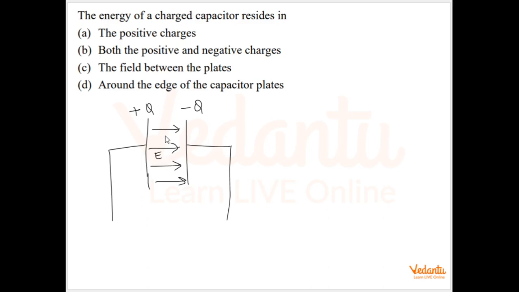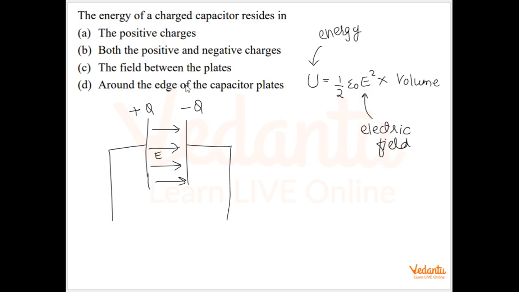The energy stored in this region is given by the formula half into epsilon naught into E square into volume. Here, volume is supposed to be of the region where the electric field is there. Now, you have to understand that the energy stored here is in the form of electric field. So, option C will be the correct answer.